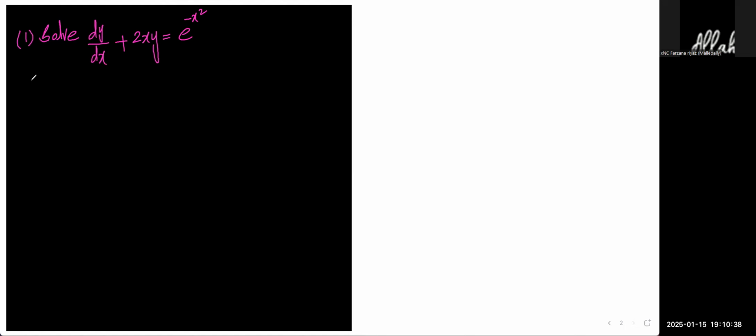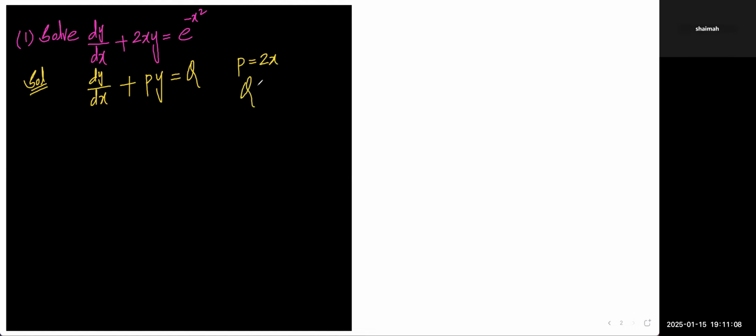We have to check the standard form. I am going to compare this differential equation with the standard form, dy by dx plus Py equal to Q. Because it is the first problem, I'm not making it difficult; simple questions I'm taking. What is the value of P? It is 2x. What is the value of Q? E to the power of minus x square. Step number 1, the standard form, is done. Step number 2, identify P and Q, is done. Step number 3, we can move on.